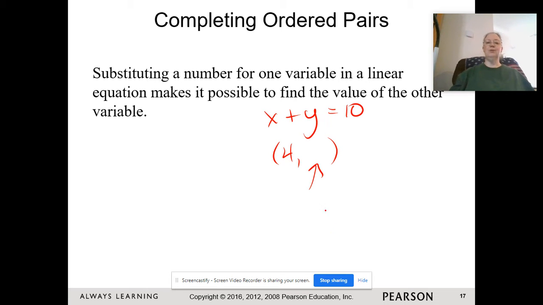Well, what you're going to do is take your x and substitute it in for x and then solve for y. So whichever one you're given, you're going to substitute in and solve for the one that you don't know. So in this particular case, 4 plus y is equal to 10, and I would solve for y. In other words, get y by itself, and I would get y is equal to 6.